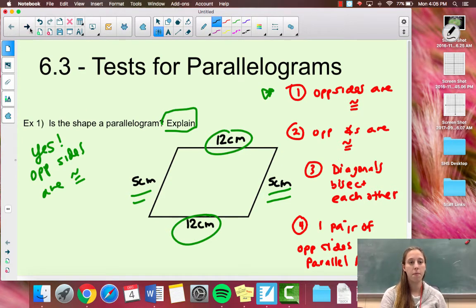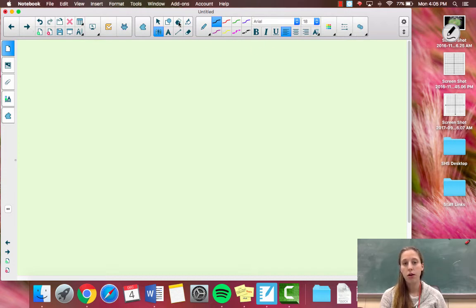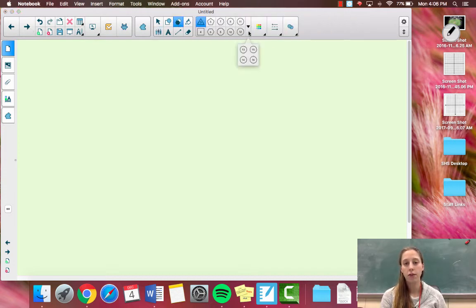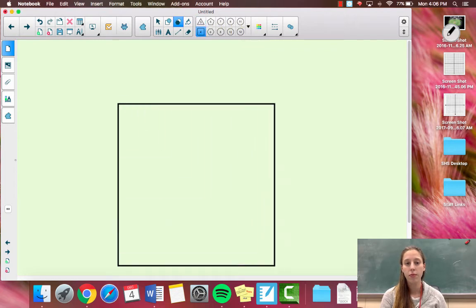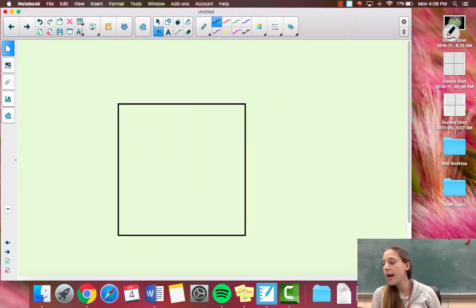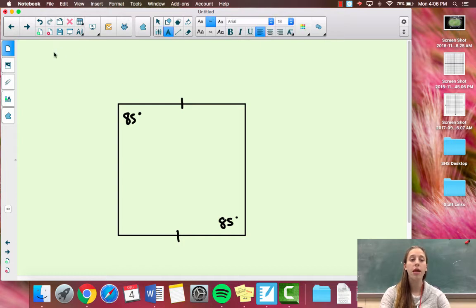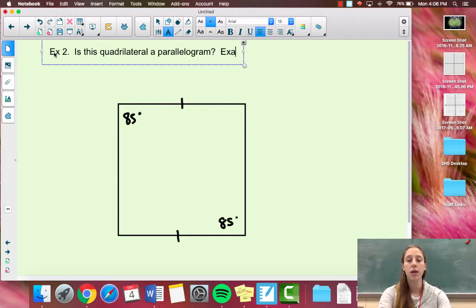Let's say I give you another shape, another 4-sided figure. Maybe I tell you that this is 85 degrees, obviously not drawn to scale. This is 85 degrees, and then we know that this side and this side are congruent. So I want to know, in this example, example 2, is this quadrilateral a parallelogram? And explain.